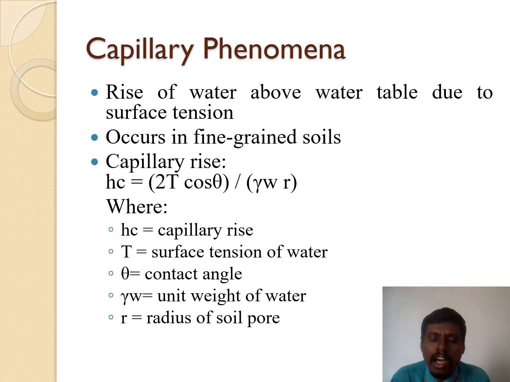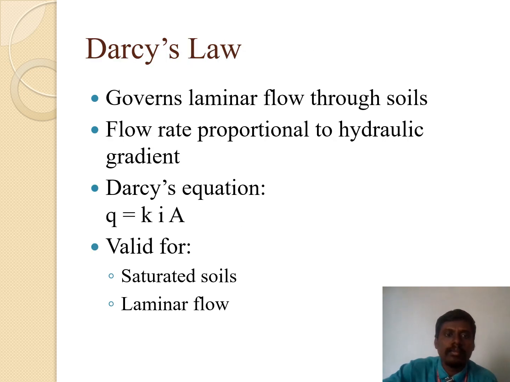So this is the formula to find the capillary rise. It is a distance, in mm. So the height difference Hc equals 2 T cos theta divided by gamma W into R. Generally theta is the contact angle, otherwise the angle of interstices of soil, gamma W we already noted as the unit weight of water, and R equals the radius of the soil pore, that means voids.